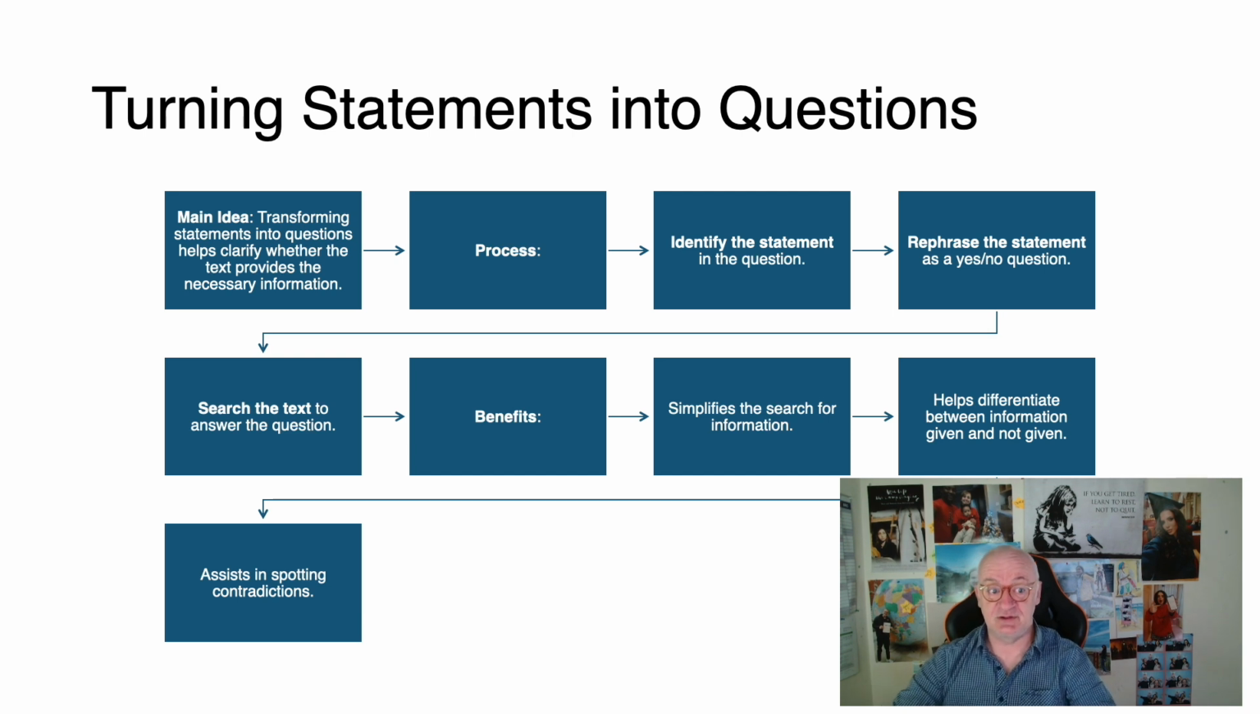Now the reason this is really helpful is it makes the job that we're trying to do a lot easier. It helps us differentiate between what's in the text and what's not. And it helps us spot contradictions. This means it's easy to establish if it's true, false, not given. I know it sounds tricky, but bear with me and I'll show you how to do it.